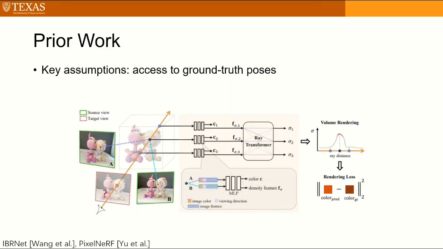Unfortunately, there's no method that can do this, and prior works have problems related to the use of camera poses. The first kind of method assumes access to ground truth camera poses. Different from the dense view setting where we can use COLMAP, camera pose estimation from few views is far from being solved. Thus, the assumption is not realistic.